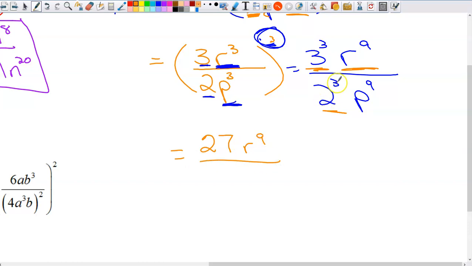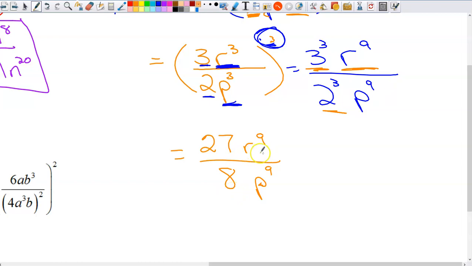2 to the third is 2 times 2 times 2, which is ocho. ESPN 8, the ocho. P to the ninth. Now, the final stage of this is, can I simplify any more? Can I reduce this fraction anymore? 27 over 8. There is nothing that goes into both of those, so that part of it's done.